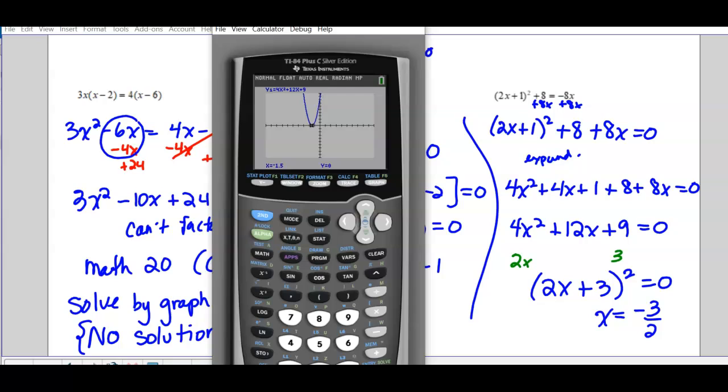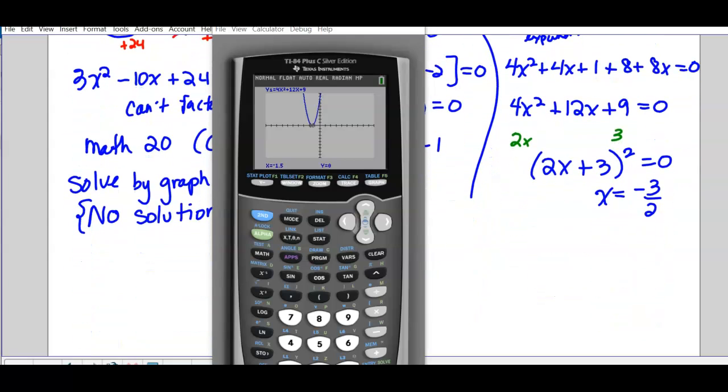So it just touches once. If it doesn't touch at all, there are no solutions. If it touches twice, then there are 2 solutions. In this case, it just touches once. Even though there are 2 brackets, the brackets are exactly the same. Okay, so that's the end of my examples.